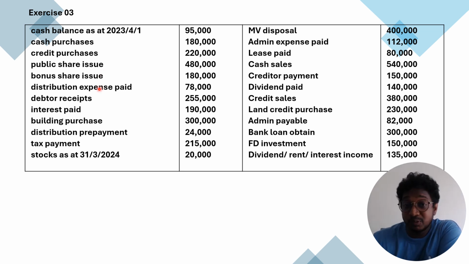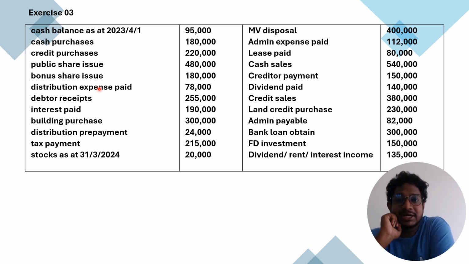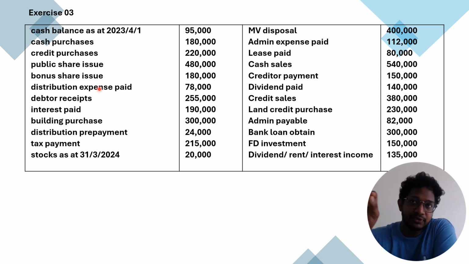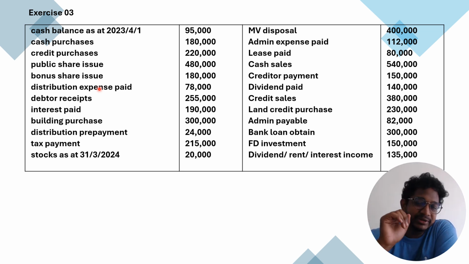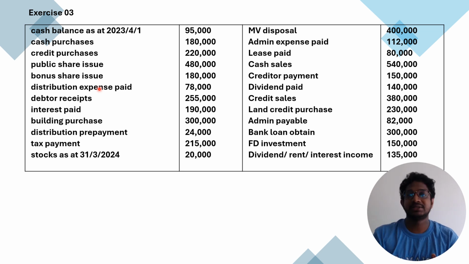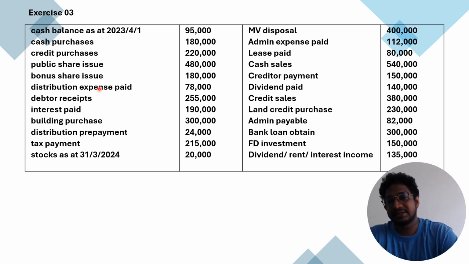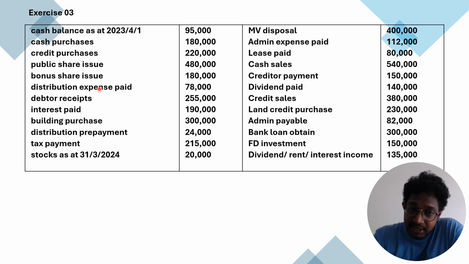as cash inflow. But bonus share issue, what happens in a bonus share issue? You are issuing shares to your own shareholders by debiting your reserves, mostly retained earnings. So retained earnings goes down and shares are increasing. So you are issuing shares by using your retained earnings. That is not a cash flow, right? So you are not recording that in the cash flow statement. Distribution expenses paid, operating activities, cash outflow. Debtor receipts, cash inflows in operating activities. Interest paid and tax paid, we know there is a separate place in operating activities as cash outflows.